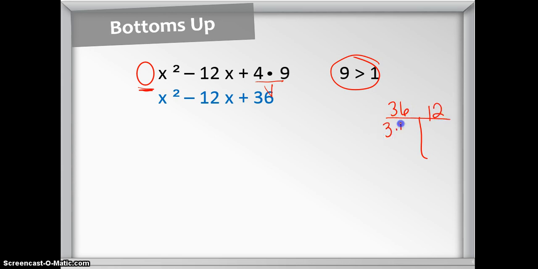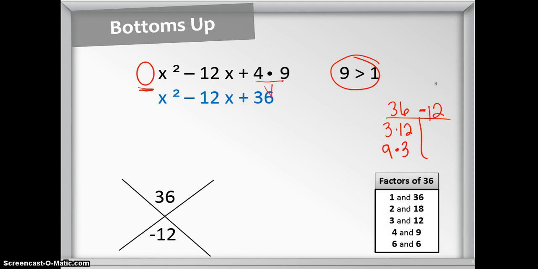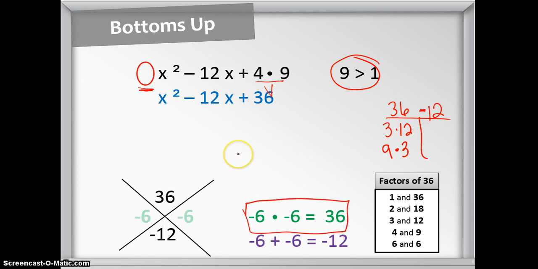Well, 3 times 12, that doesn't work. 8, 16, 9. 9 times 3, well, that works. So the way that they've done this is, instead of doing the t-chart, it has to add to negative 12, excuse me. And what are the factors of that? Okay, so the factors are negative 6 and negative 6. So now what you do is the same thing we did before. You break this into x minus 6, x minus 6.